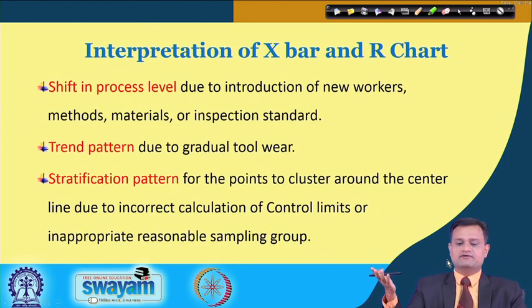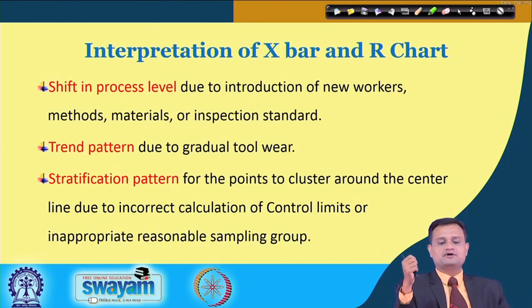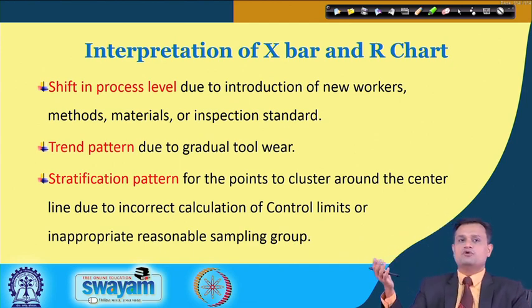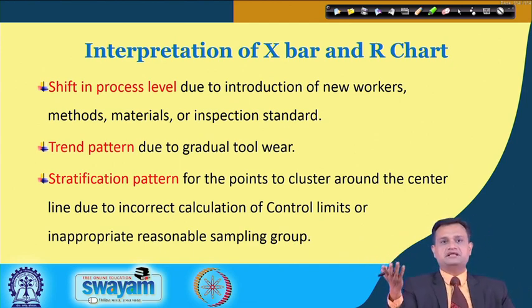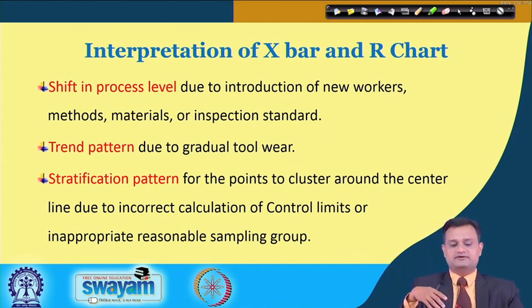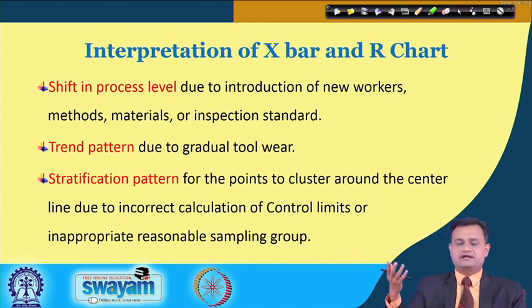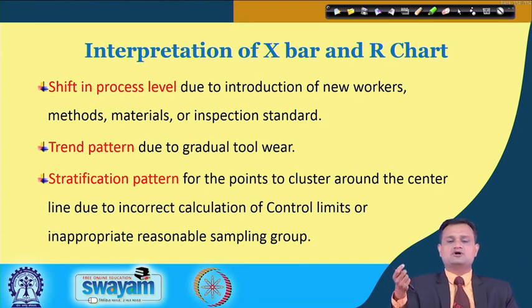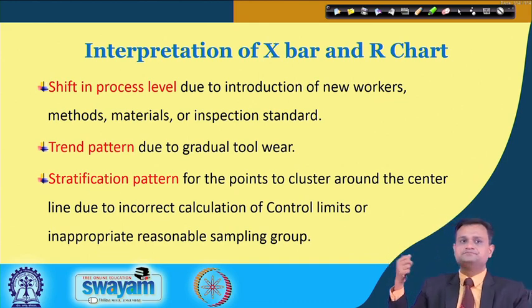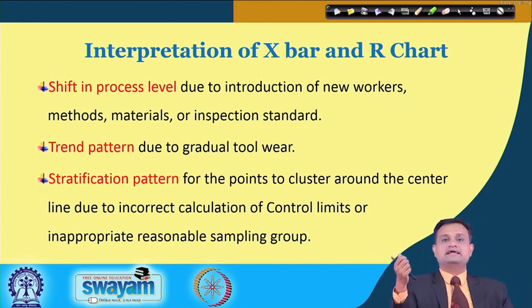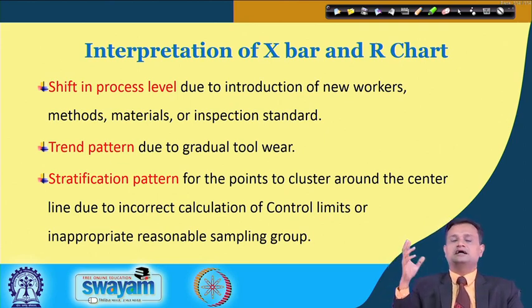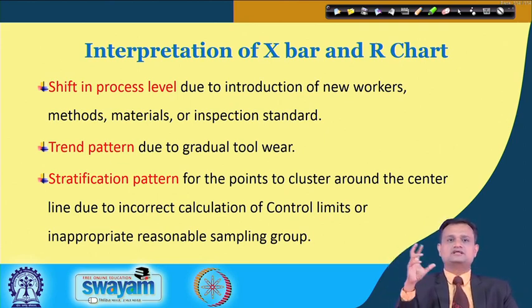Shift in process level: this may be because of, say, the introduction of a new worker, method, material, or inspection standard. So, there could be a shift in the process level. You may find a trend pattern, and this is mainly because of wear and tear or gradual tool wear, which is a very obvious phenomenon in machining. And there could be a stratification pattern, where points cluster around the center line.